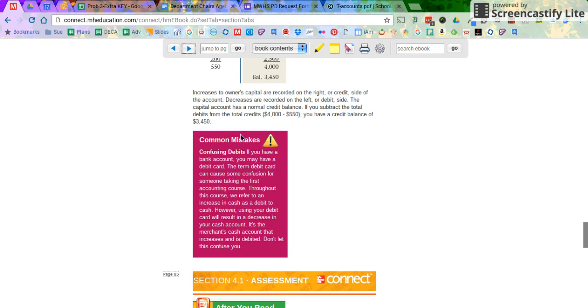Really good clarification here is that debits and credits, when you think about your debit card and your credit card, they're not the same as a debit and a credit, because cash is increased on the debit side, but when you use your debit card, you're decreasing cash. So just keep that in mind, throw that out of your head. It's not the same at all.